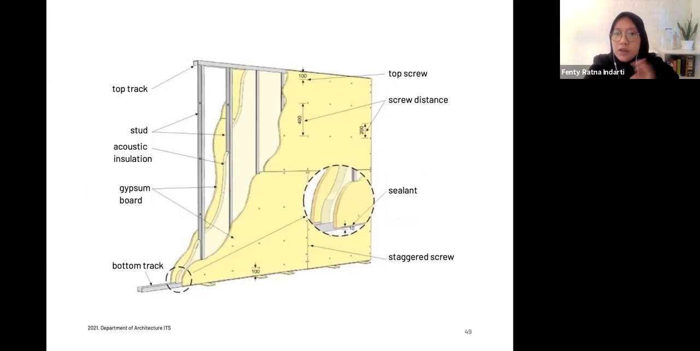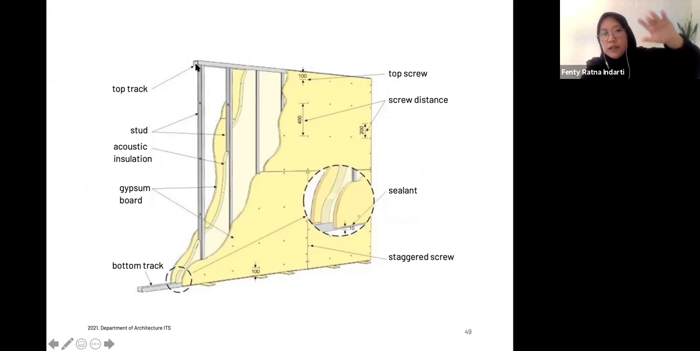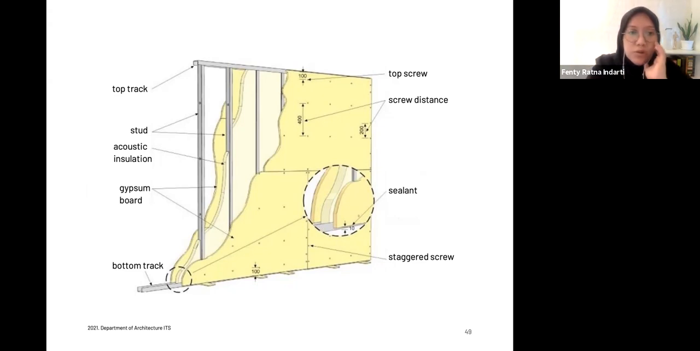That's why this type of wall or partition can be built even though the building is finished already, and it can be easily moved. The top track will be attached to the ceiling, while the bottom track will be attached to the floor. And usually it is on top of the finished floor, or not, it's up to you. And then there's another part which is called the stud here, to help the frame stand still.